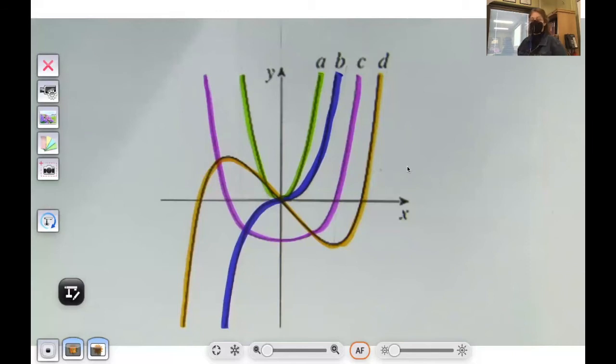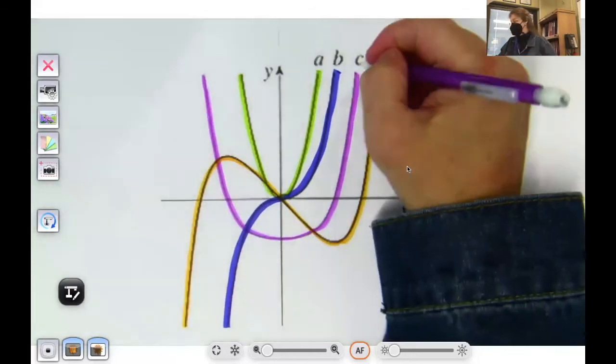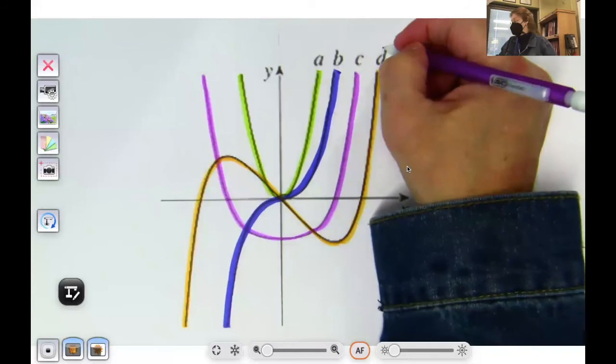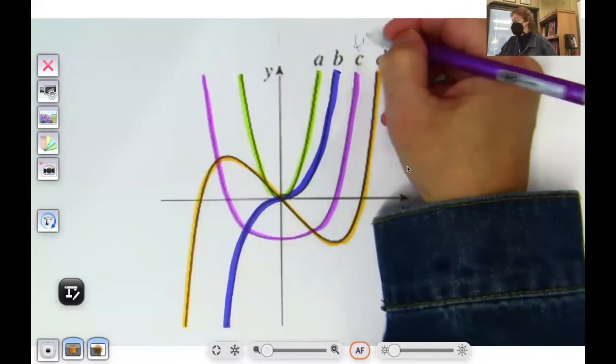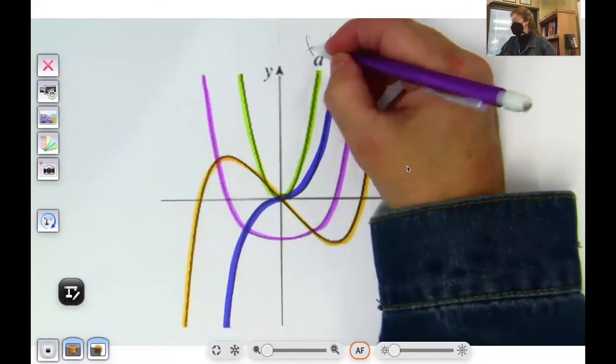Ooh, D, C, B, A. Oh, very good. And he said that in a very good order. It's D, C, B, A. All right, so F, F prime, F double prime, F triple prime.